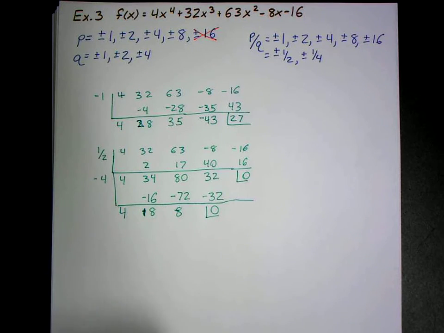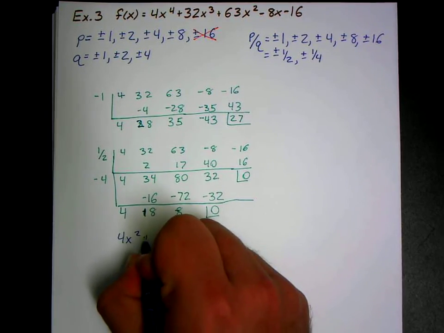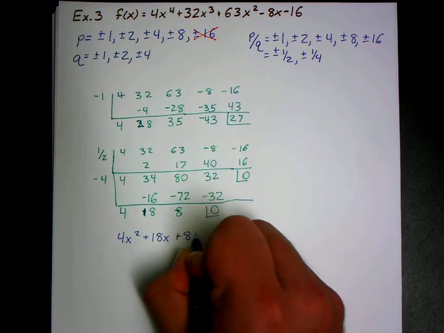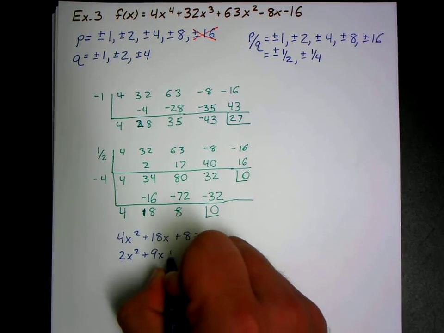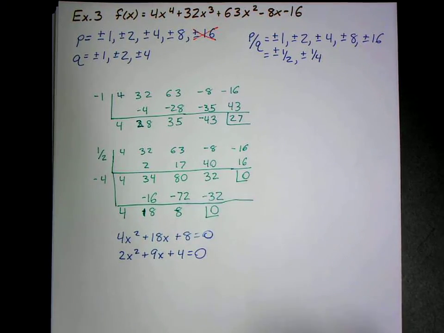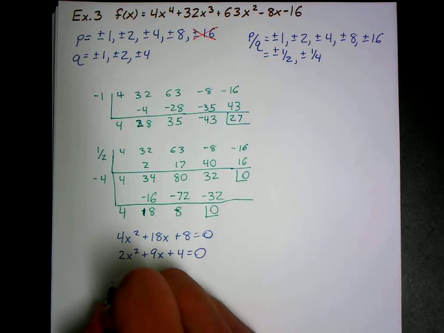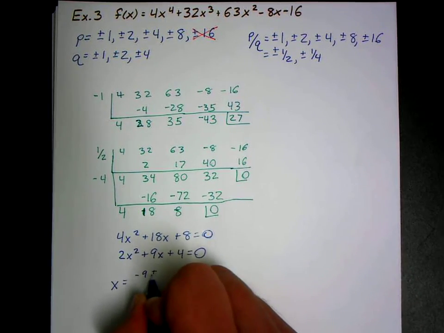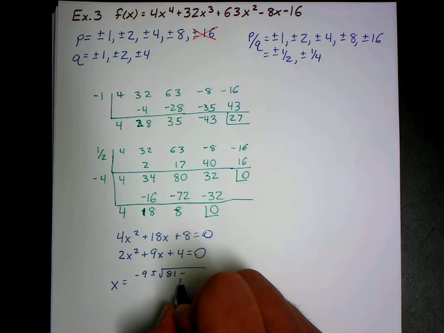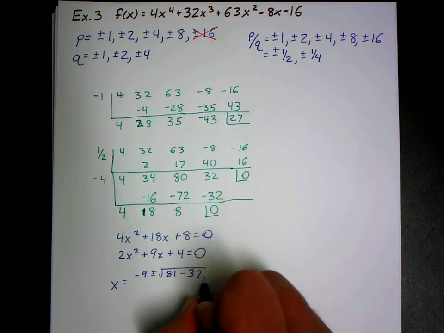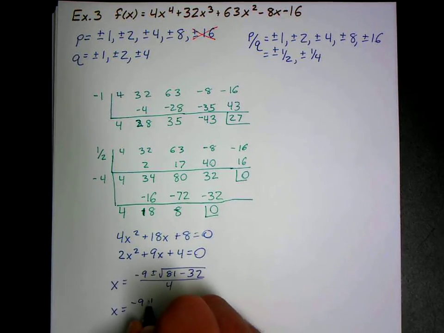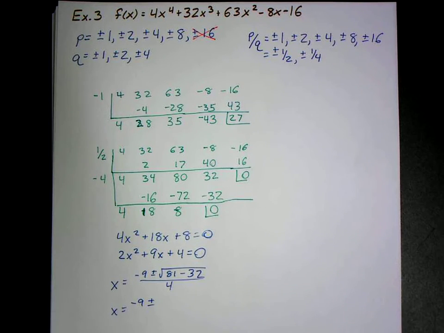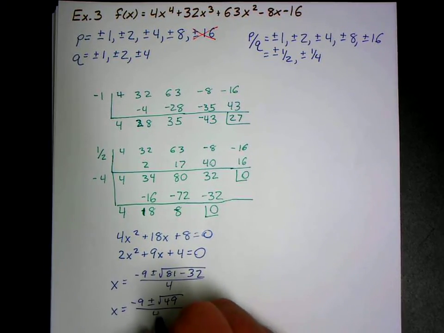Okay, but we don't need to do that because 4x squared plus 18x plus 8 equals 0. Well, everything is divisible by 2, so 2x squared plus 9x plus 4 equals 0. That's factorable, but I don't want to factor. Let's see, 4 times 4 times 2 is 32, divided by 4. So negative 9 plus or minus, I should have just factored. I just wanted to show you we could use something else.